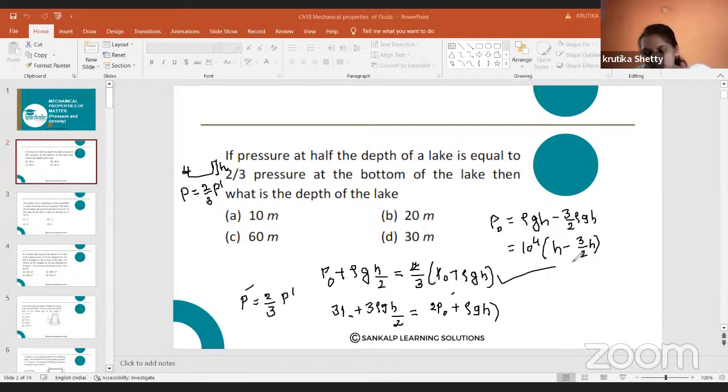They are asking you to calculate the H value. Okay, so 20 meter we are getting. I hope everybody got the answer. Many are replying option B. So 20 meter is the answer. Okay, I'll go to the next question.